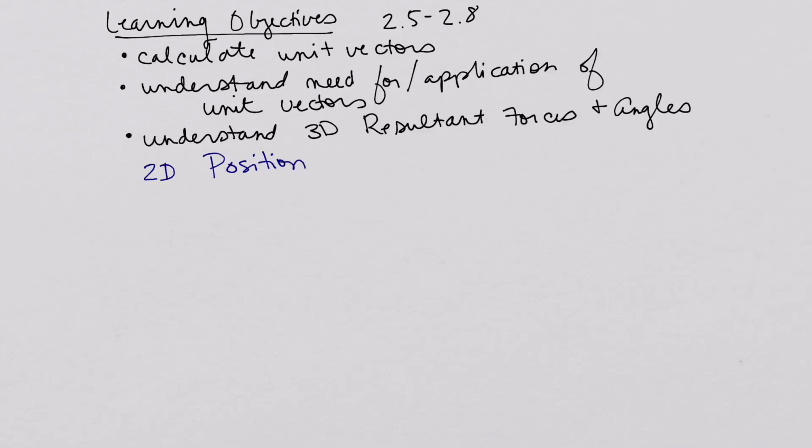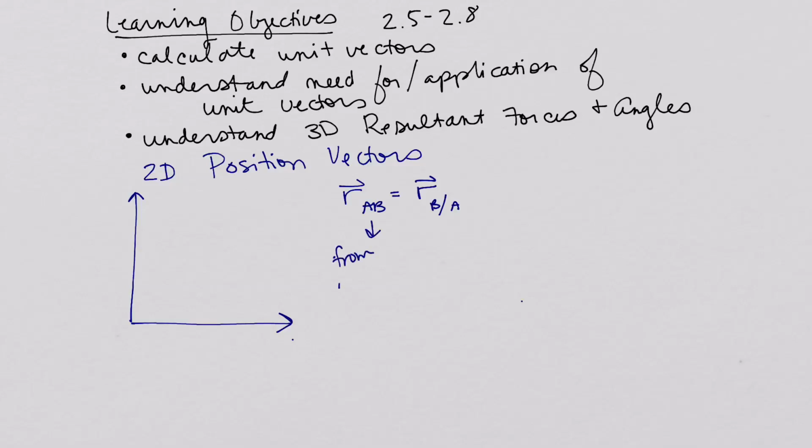Basically, the 2D position vectors. I'm going to draw this up. If we have the position vector AB, so that's R AB, it can also be written as R of B with respect to A. So AB is from A to B, and B slash A is of B with respect to A. So those are saying the same thing.